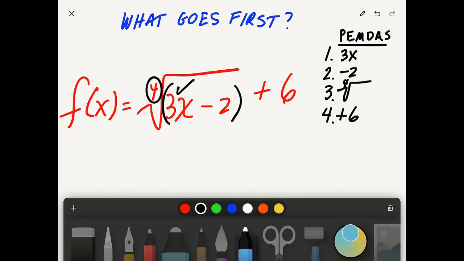Okay, now, if we were doing the inverse, we would do subtract 6. We would raise it to the 4th power. So this would be x minus 6. We would raise that to the 4th power. Then we would add 2, and then we would divide by 3. And we're going to do it in this order. We're going to do this first, this second, this third, this fourth.